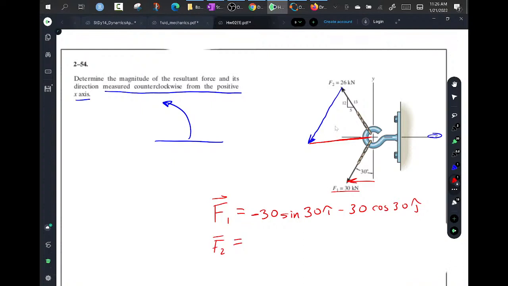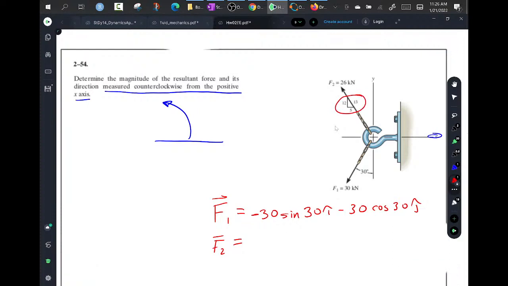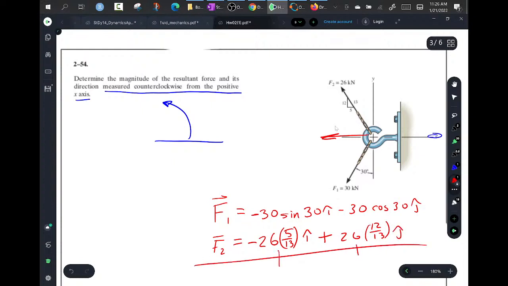This time, I'm going to use the ratios. This is why I think when you see this, it's more often convenient to work yourself in the I and J or the Cartesian coordinates. So now I've got 26, and if I look at the ratio for the X, it's 5/13 I. It is going back to the left, is going up 26 times 12/13 J. And all you do is just simply add these together.